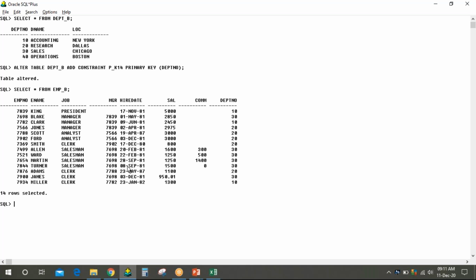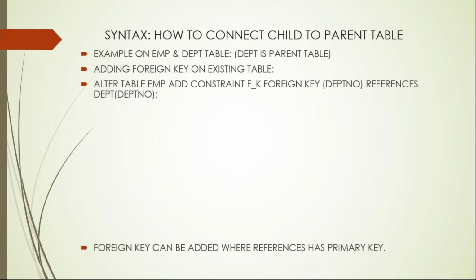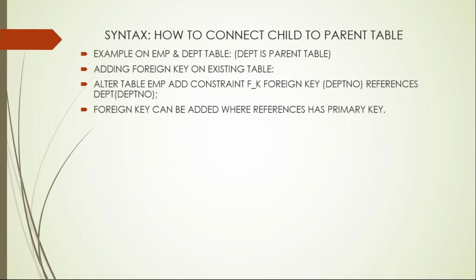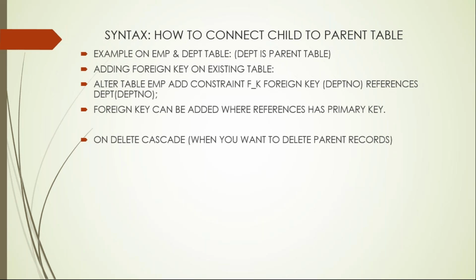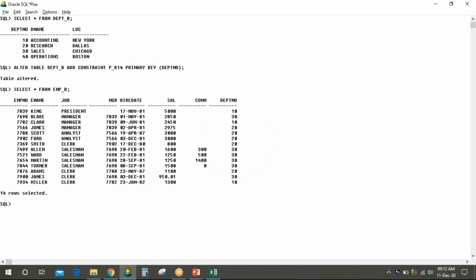Before I add the foreign key, let's go to the slides. The foreign key can be added where references has the primary key. Now the new term is called on delete cascade. When you want to delete the parent records, even though there is a connection between the child table and parent table, then we say on delete cascade. Let's see how we can add this constraint. Everything will be the same, guys, you just have to add the term called on delete cascade.